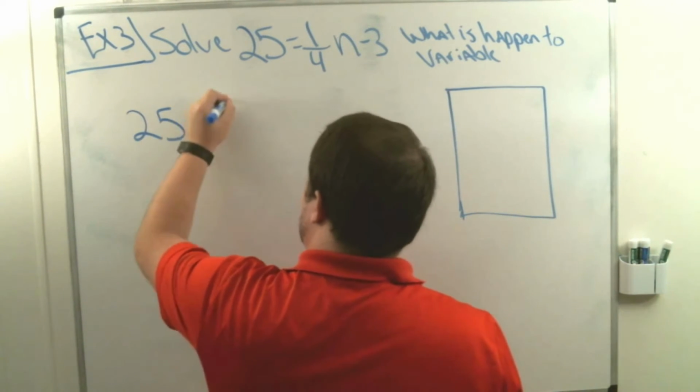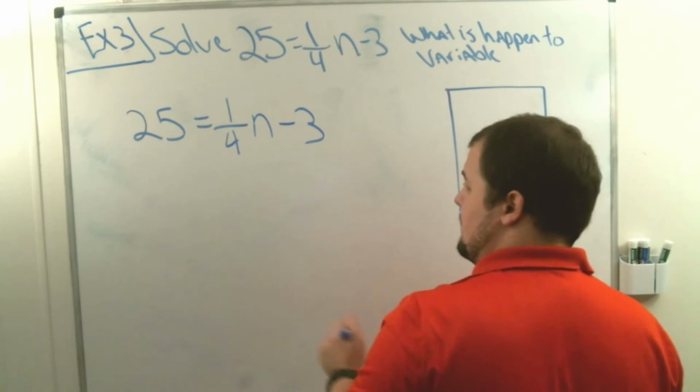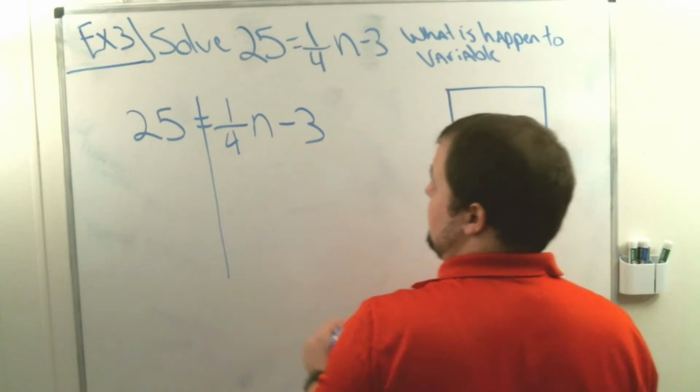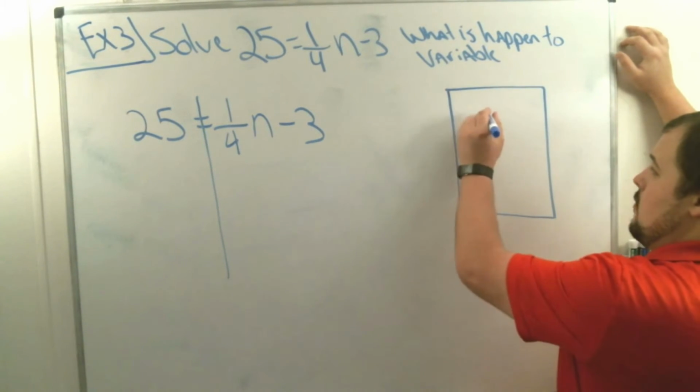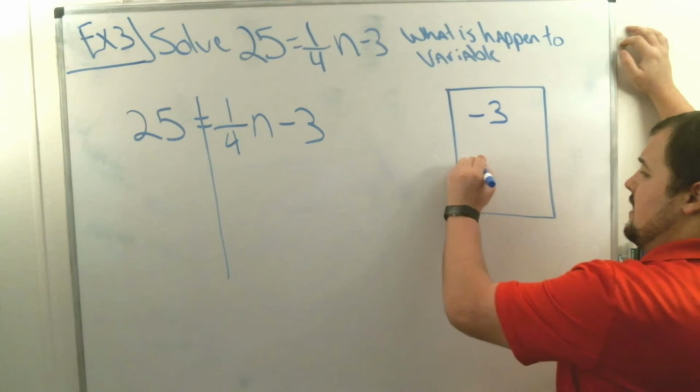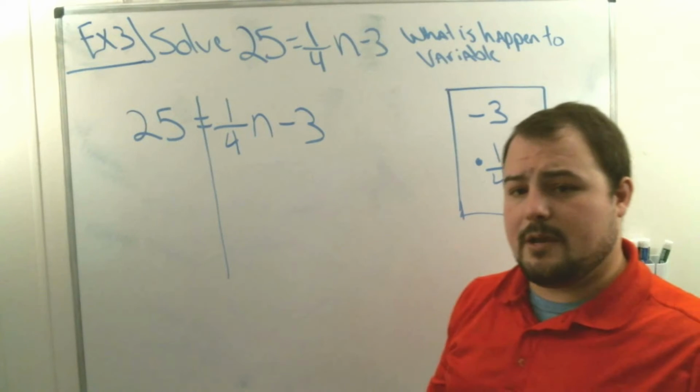25 equals 1/4 times n minus 3. I'm going to draw a line through my equal sign. Now in this box here, I'm going to write down what's happening to n. Well, I have subtract 3 and I have times 1/4. So these are the 2 things happening.